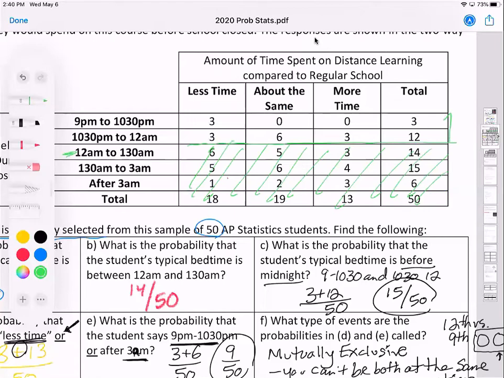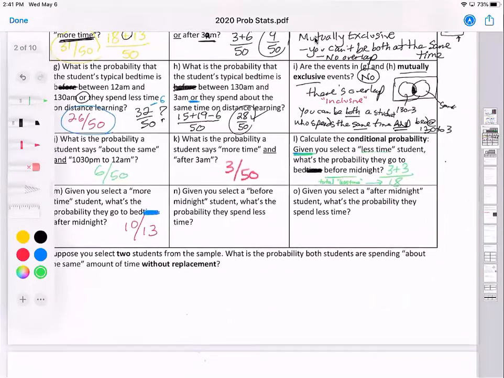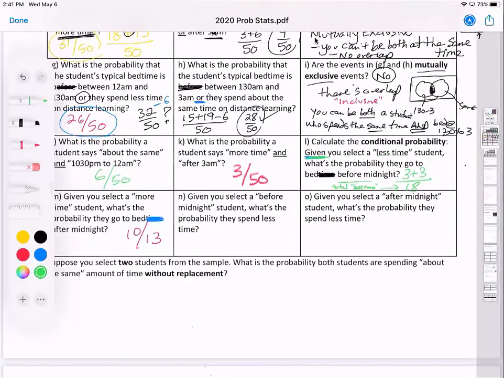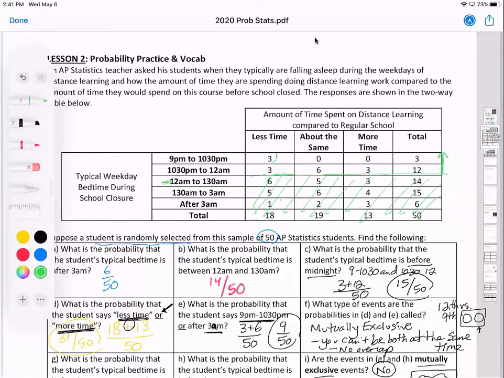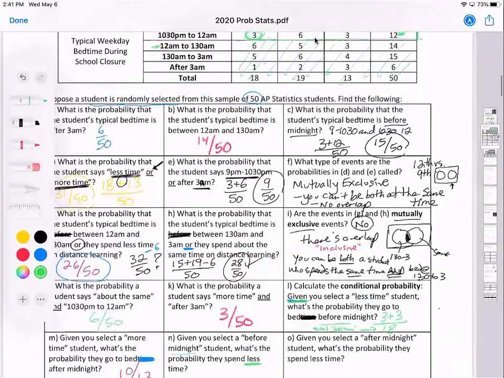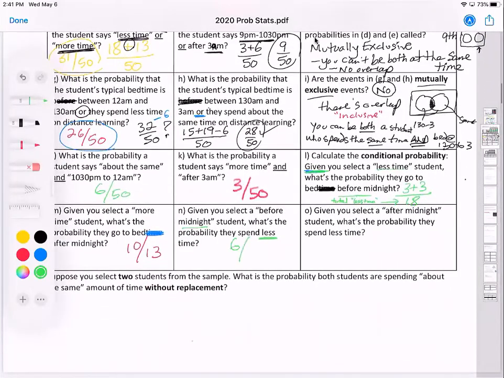So all these students are the before midnight students. The question is, given that you select a before midnight student, what's the probability they spend less time in distance learning? So less time, these people are spending less time on distance learning, 6 of them, out of the total. And the total isn't 12, but the total is this combined total, since we're doing before midnight. So that looks like it's 6 out of 15. Hopefully you got that when you tried it on your own, 6 out of 15.